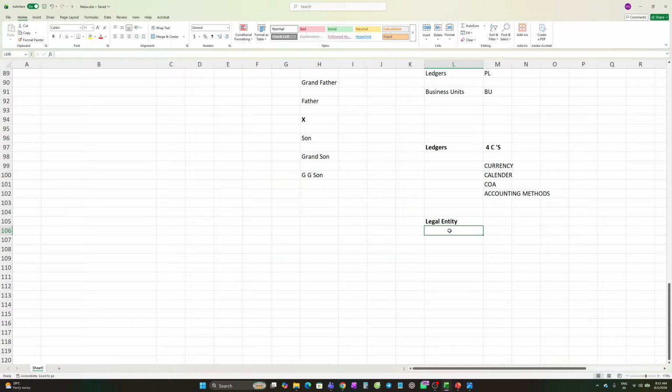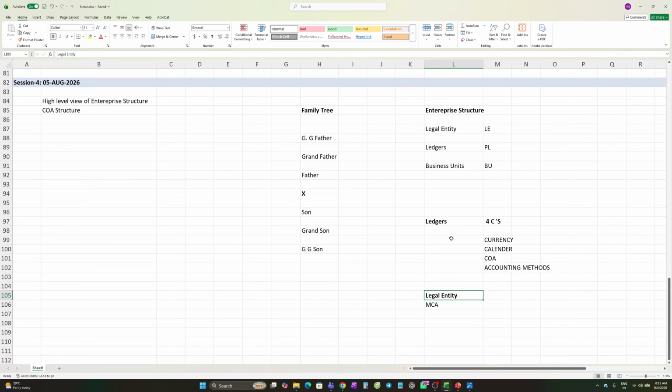For India, the Companies Act is governed by the MCA, the Ministry of Corporate Affairs. So what is the legal entity? The legal entity is registered in accordance with the Companies Act of the specific country. Okay, what is a business unit? You'll see here.